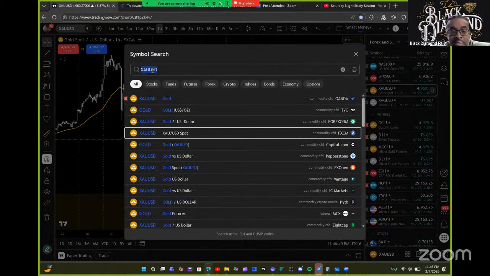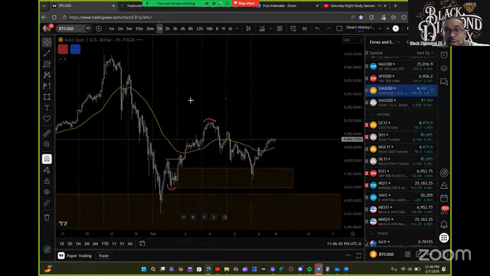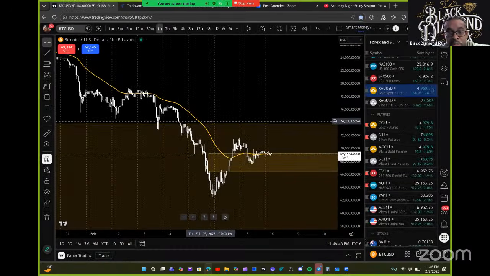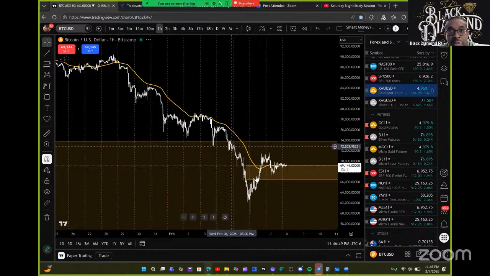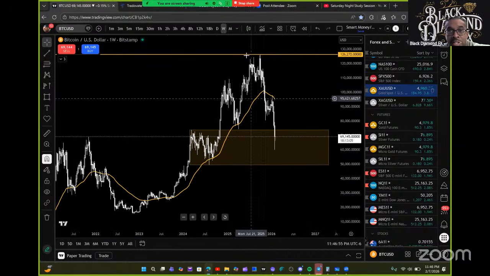Let's look at BTC USD. I think Bitcoin is going to recover as well. See, Bitcoin came down. Let's look at Bitcoin. See, BTC USD, I like to start on the higher time frame. All right, and you can see, let's go to the monthly.